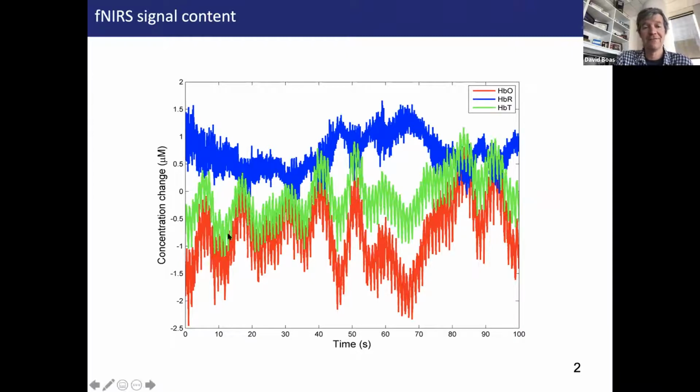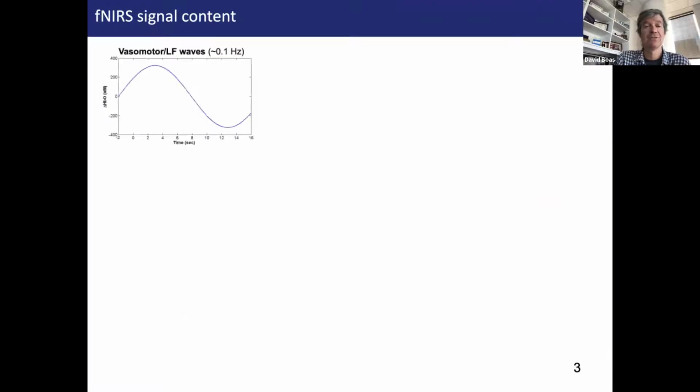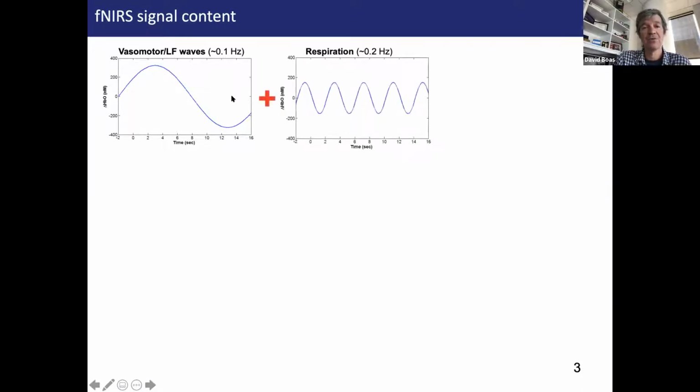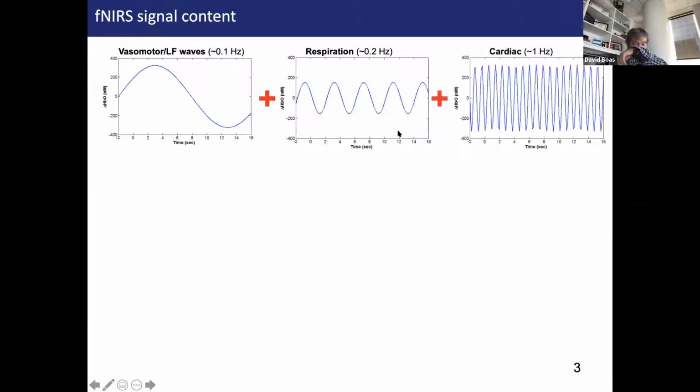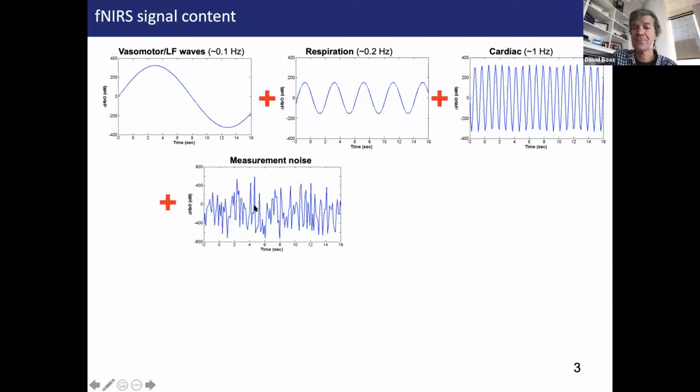So all of this physiological variation is really interfering with our ability to estimate the brain activity patterns. So we really want some good ways to deal with those fluctuations. Those lower frequency fluctuations are comprised of vasomotion or Mayer waves that happen around 0.1 hertz, respiration, which maybe is happening around 0.2 hertz, cardiac frequency is around 1 hertz. There's random measurement noise from the instrument.